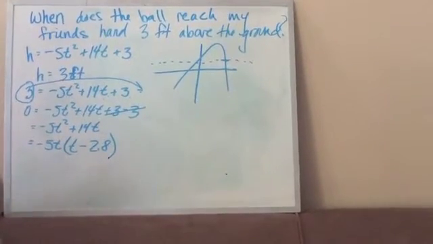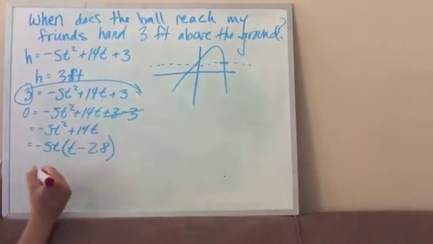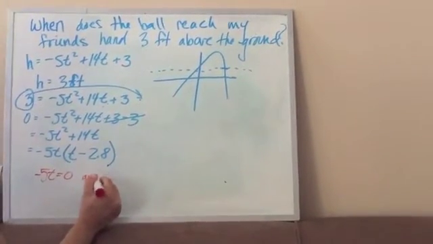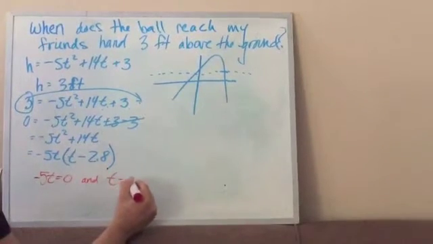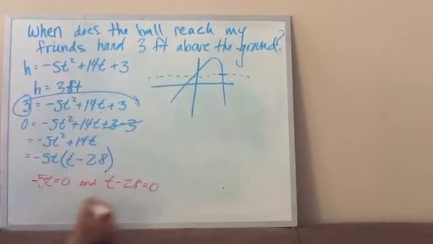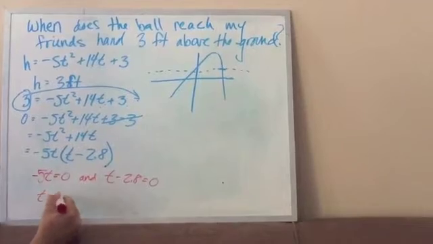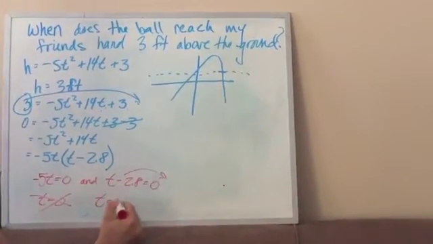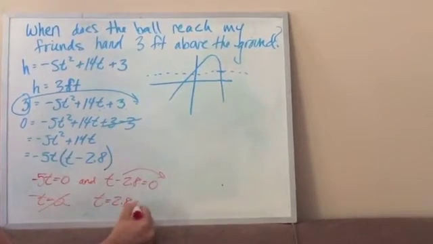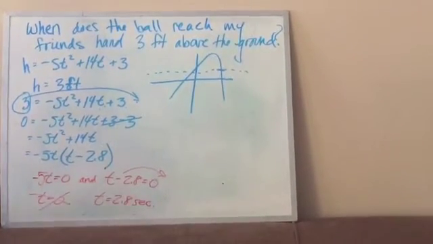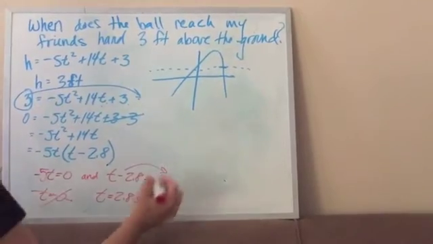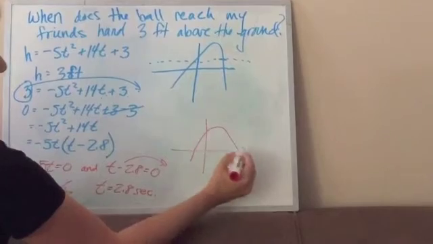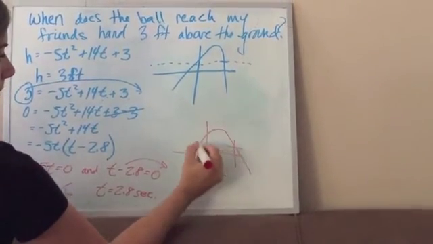So now, to solve for the variable of t, we have them each equal to 0. We'll have negative 5t equals 0 and t minus 2.8 equals 0. And we will now isolate for the variable of t. We have t equals 0, which we don't really care about, and t equals 2.8. When t equals 0, that makes sense because we know that it had initial height of 3 feet. So now, when this ball comes back down and hits 3 feet again, it happens 2.8 seconds later.